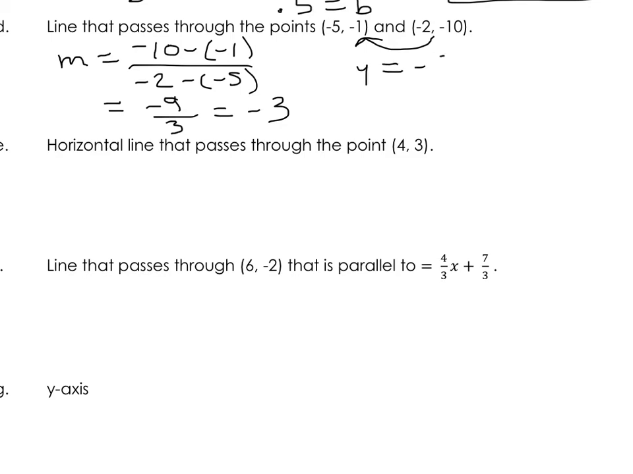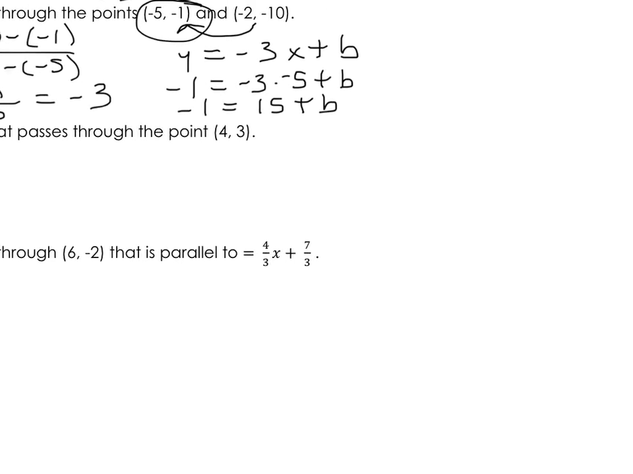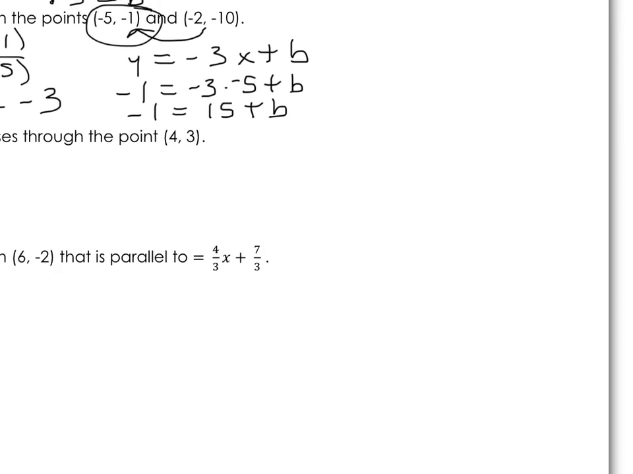y equals -3x plus b. Choose a point. Doesn't matter which one you choose. I'm going to choose (-5, -1). I'll use -1 in place of y, and -5 in place of x. -1 equals 15 plus b. We need to find b, so we're going to subtract 15 from both sides. Negative 16 equals b. So our equation is y equals negative 3x minus 16.